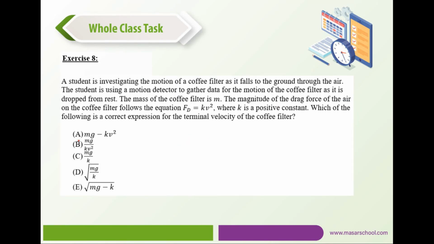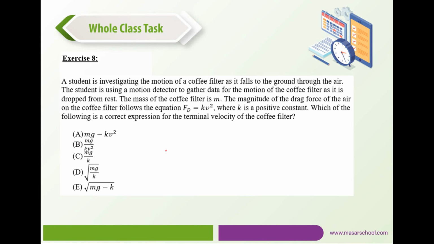A student is investigating the motion of a coffee filter as it falls to the ground through the air. The student is using a motion detector to gather data for the motion of the coffee filter as it is dropped from rest. The mass of the coffee filter is m. The magnitude of the drag force of the air on the coffee filter follows the equation Fd = kv², where k is a positive constant. Which of the following is the correct expression of the terminal velocity of the coffee filter?